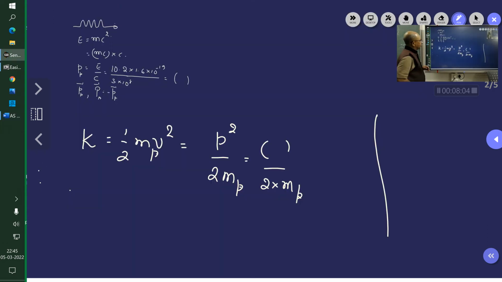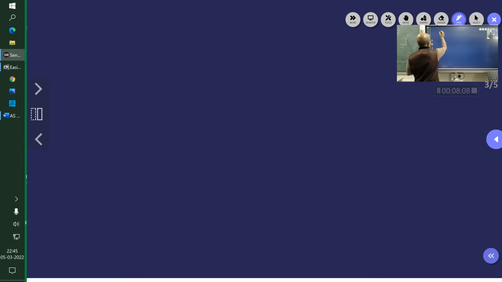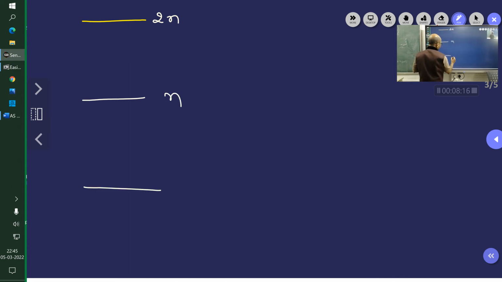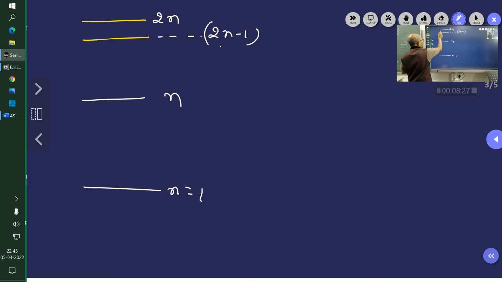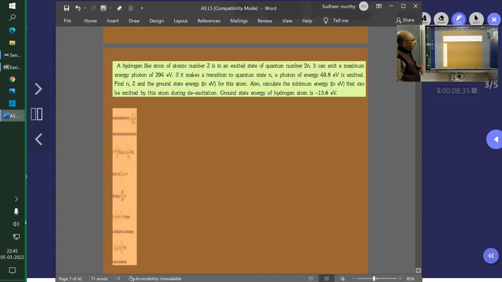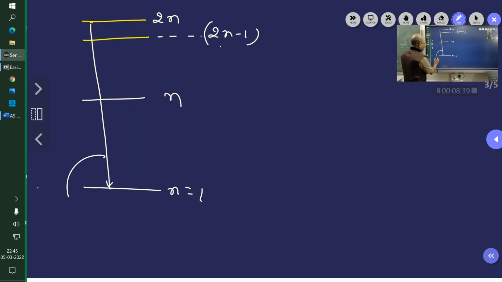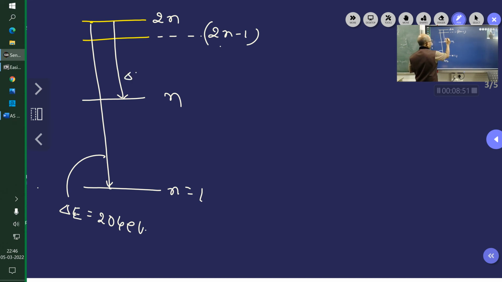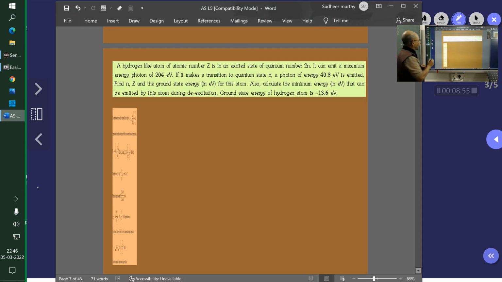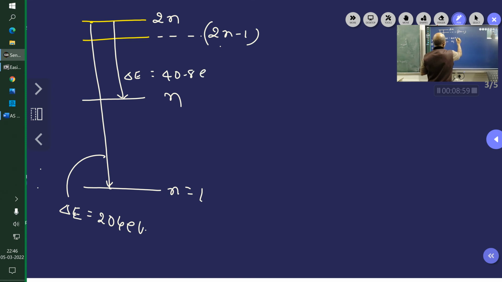Alright, so here we go, starting this problem. So we have the 2n state, and then we have the n state, and then we have a state where n is equal to 1. And then we have the state 2n minus 1. So the data that is given is the electron which is here, it jumps down to this. Then the energy that is emitted is given as 204 electron volts. And if it transits from this level to this level, then the energy that is emitted here will be how much? 40.8 electron volts.